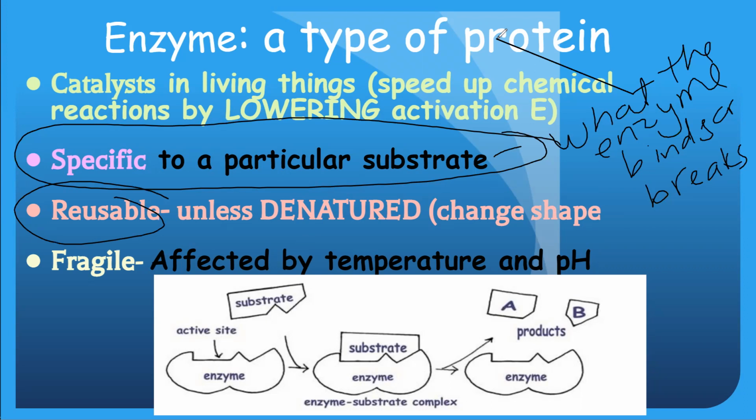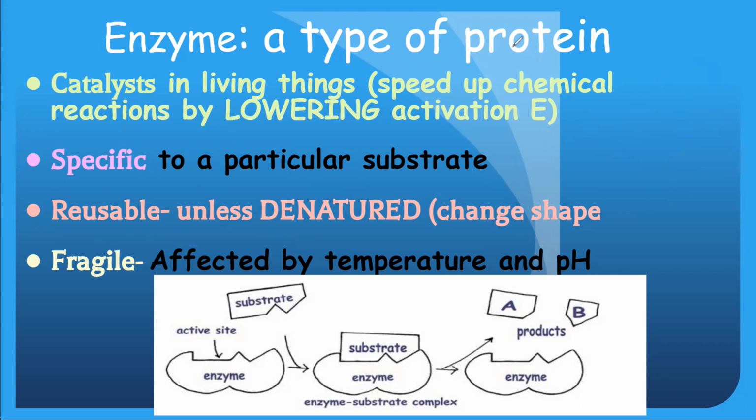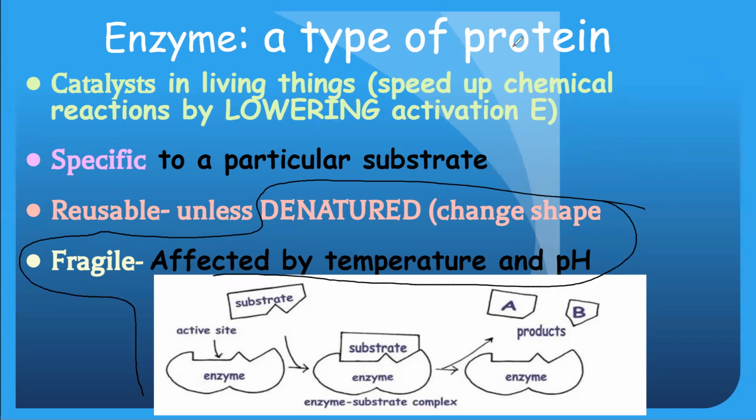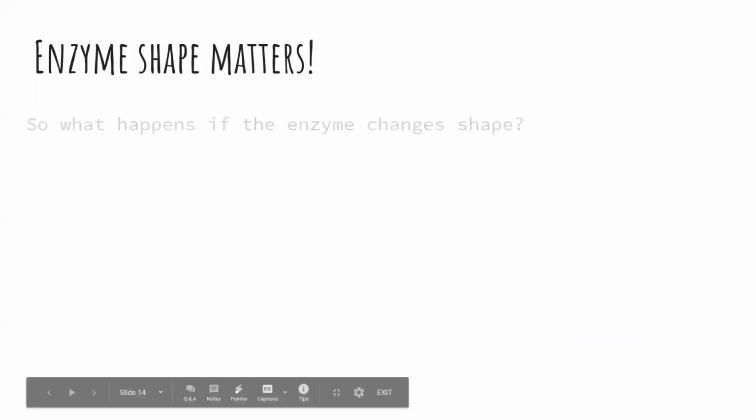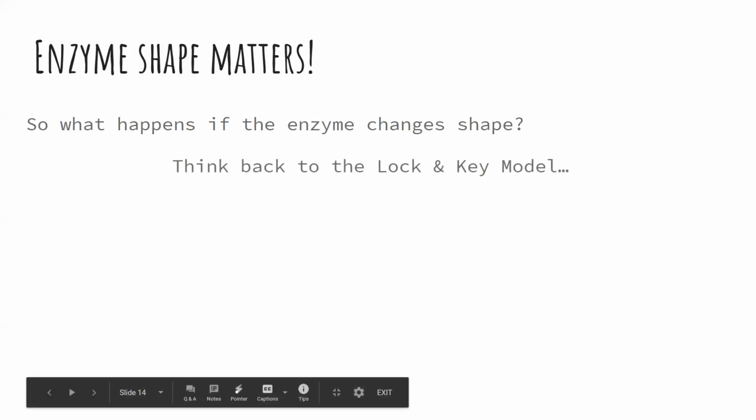What happens though, unless they're denatured? What happens if they change shape? Enzymes are fragile. They're affected by temperature and pH. We know they work and we know how they work, but what happens if they change shape? So we said that enzyme shape matters, but what happens if they change shape?